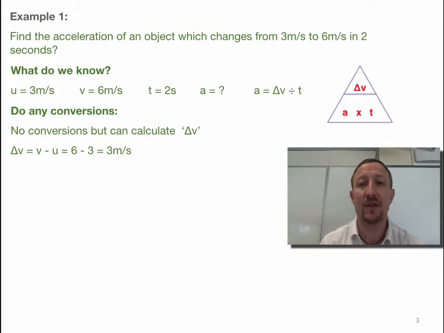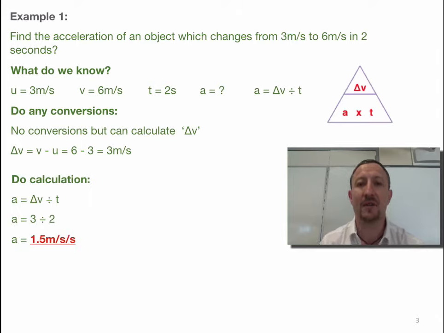So change in velocity, or v minus u, is 6 minus 3. So the change in velocity is 3 meters per second. Instead of delta v, I can put 3 meters per second. Now I can do my calculation. Let's write down the formula: a equals delta v over t. I know that delta v is 3 because I've just calculated it, and the time it took was 2 seconds. So it's 3 divided by 2, which is 1.5 meters per second every second. That means that the speed increases by 1.5 meters per second every second.